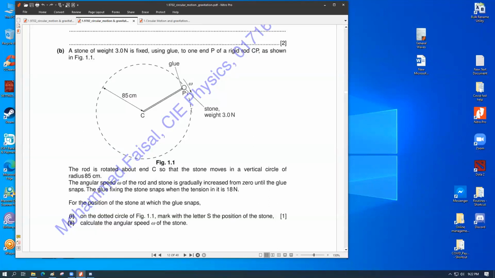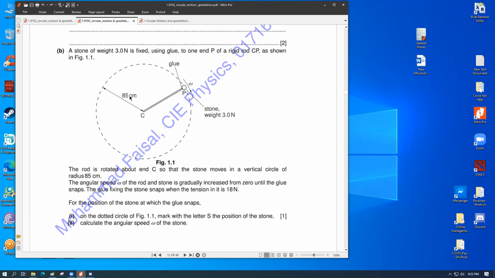For the position of the stone at which the glue snaps, on the dotted line of the circle mark with the letter S the position of the stone, calculate the angular speed omega of the stone. Now, I told you earlier that for the vertical circle, the maximum stress builds up within the string at the lowest point, because at that point your centripetal force was working upwards, your weight was working downwards, so the tension has to overcome the weight to provide the necessary centripetal force. So the biggest tension within your string, the example we discussed in the theory part, was at the lowest position.